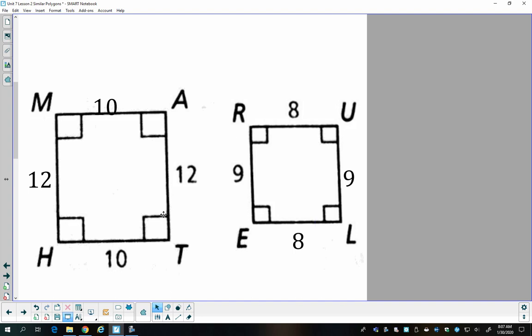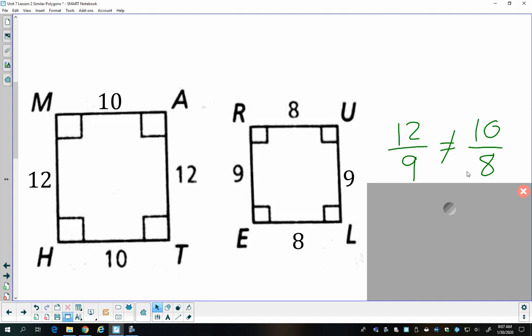So again, I don't know which side technically goes with the other ones, but if it's going to be similar, my larger side in this larger figure should go with the larger side in the smaller figure, so 12 over 9 and 10 over 8. And those two fractions are not going to simplify to be the same thing. This would be 4 over 3. This would be 5 over 4. So these are not similar polygons.